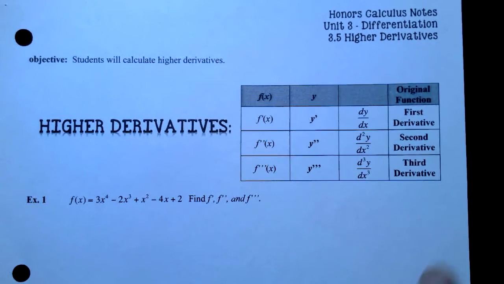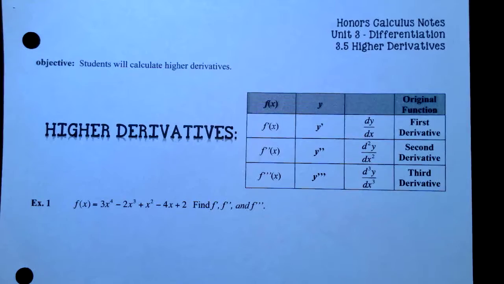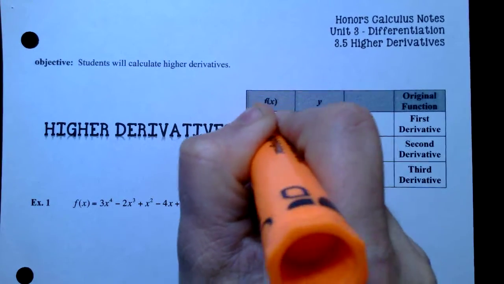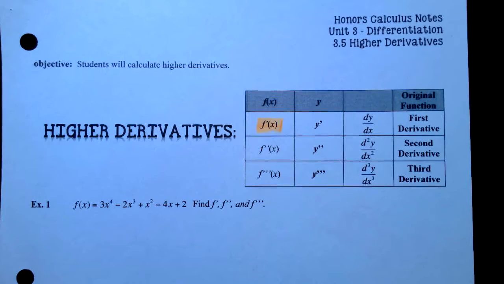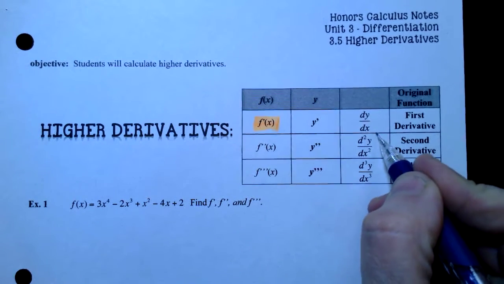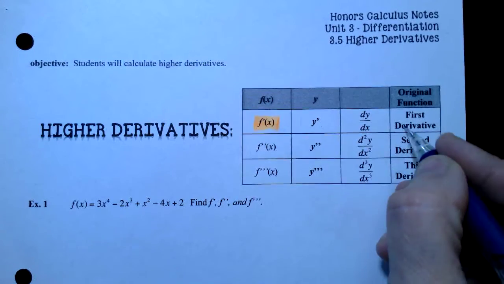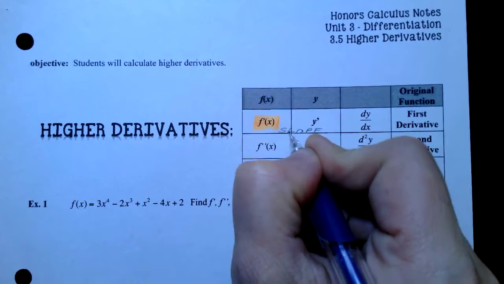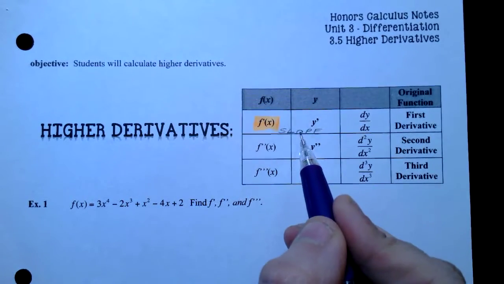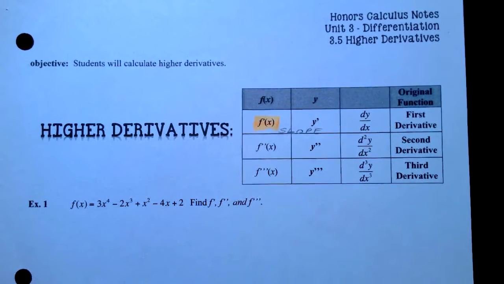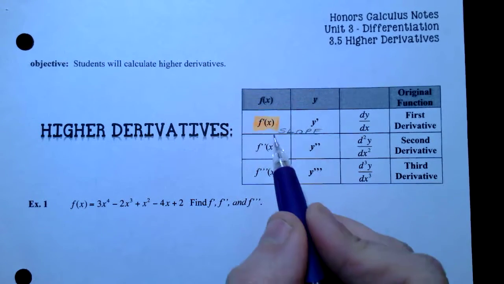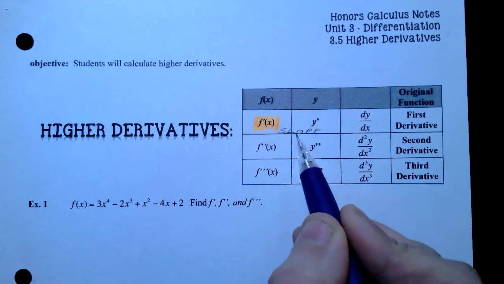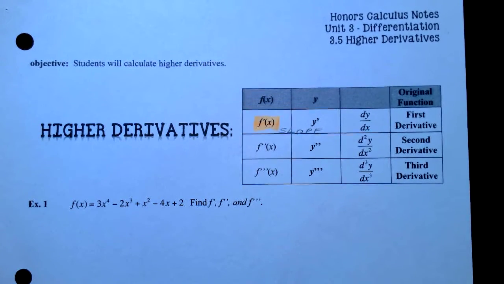All right. First thing is I've created a table for you of some notation. So f of x is your original function that you would be given. The first derivative is f prime of x, and in the past I've always sort of highlighted this in orange. Whenever we talk about f prime of x or y prime, also known as dy dx, this first derivative is always going to talk about the slope of the tangent line for any point on f of x.